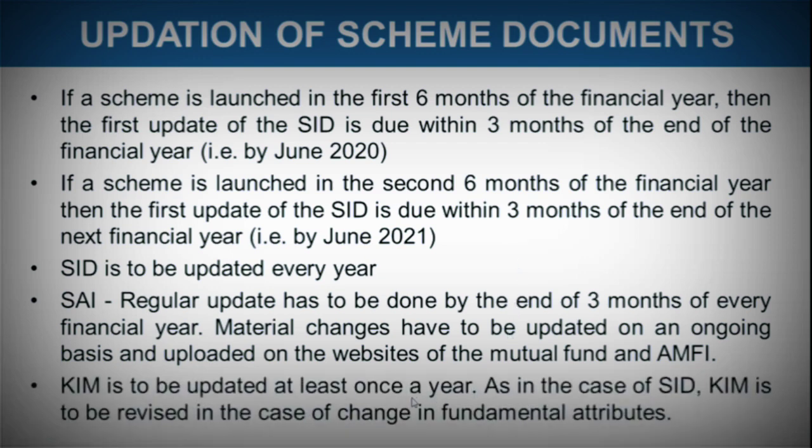KIM is to be updated at least once a year, so this is also being updated annually. As in the case of SID, KIM is to be revised in case of change in fundamental attributes. Just keep in mind that once a year, annually, these documents are being updated, and an extra 3 months is given after the ending of the financial year. And also keep in mind that if it is the first 6 months, it would be due within 3 months of the financial year. If it is the second 6 months of the year, then it would be due in the next financial year, that is 2021.